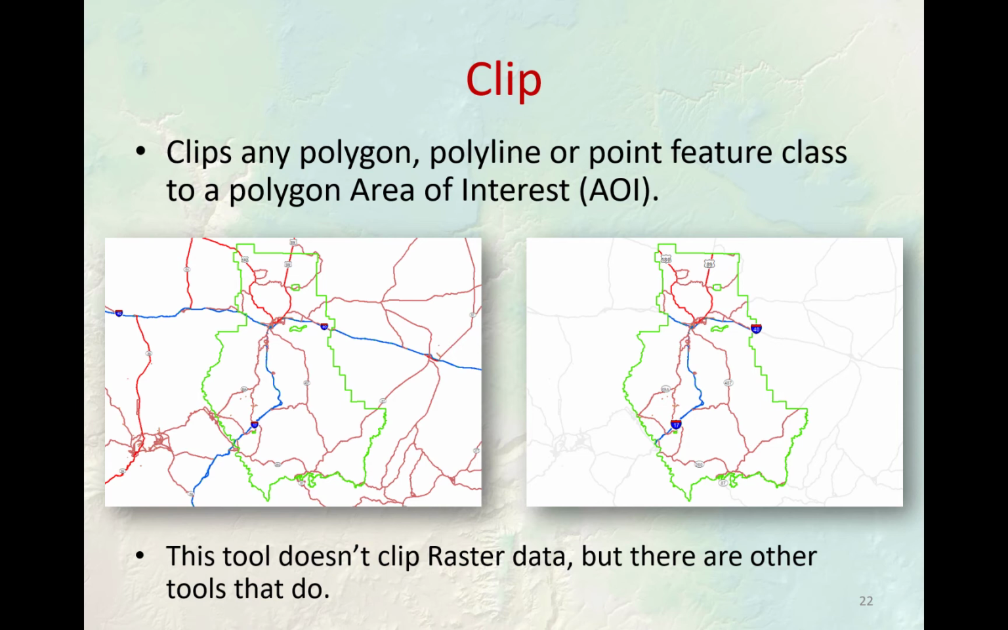So in this case, the solution is to clip the roads to the Coconino Forest, and that's what this tool does. As you can see, it produces a new data set where everything is just snipped off like the Coconino is a cookie cutter, and we're left with the roads inside the forest.